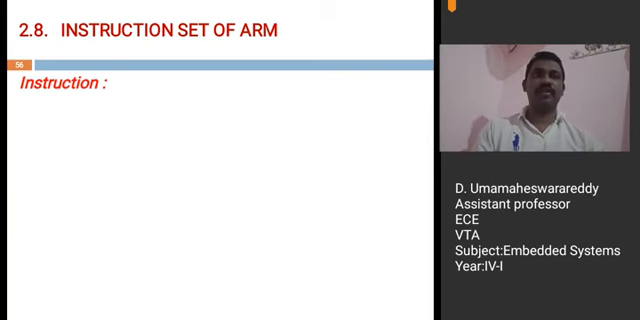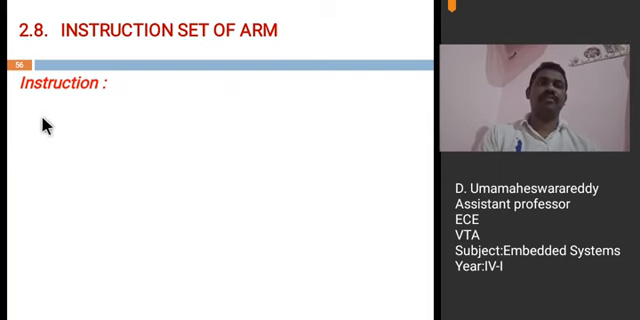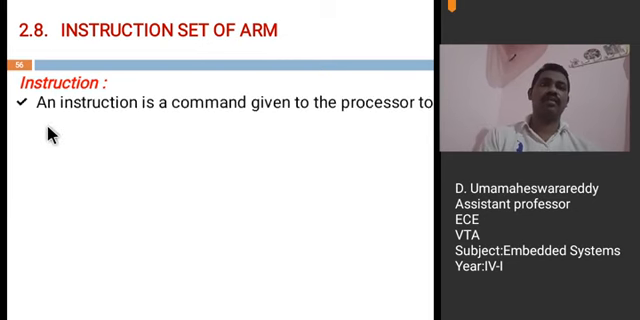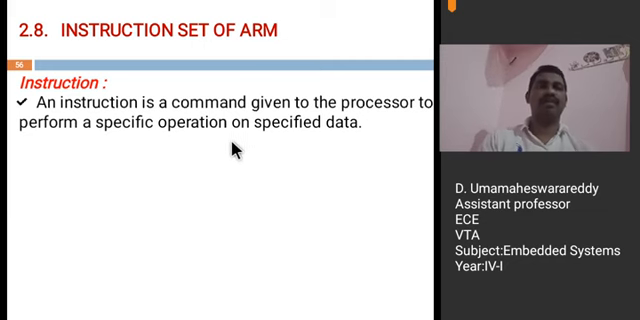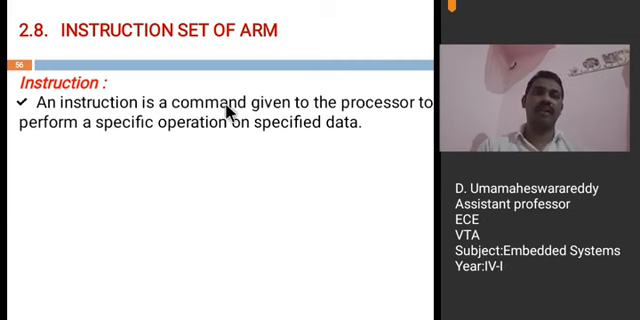In this class, I am going to deal about instruction set of ARM. First, before discussing the instruction set of ARM, let us see what is an instruction. An instruction is a command given to the processor to perform a specific operation on specified data.